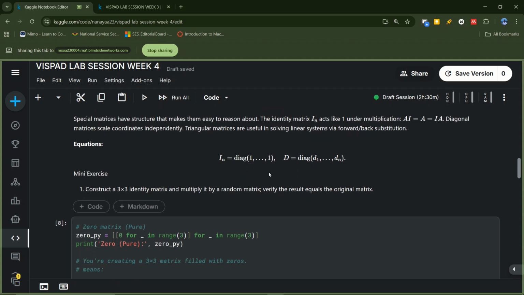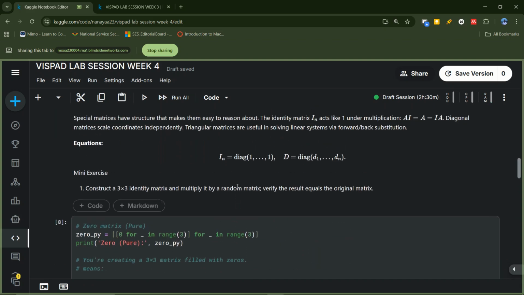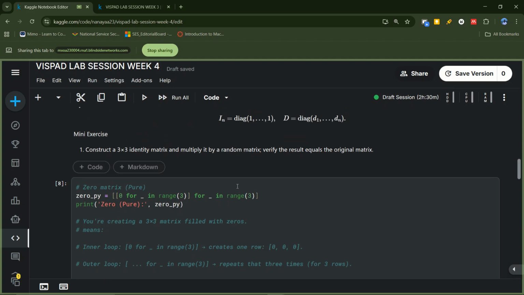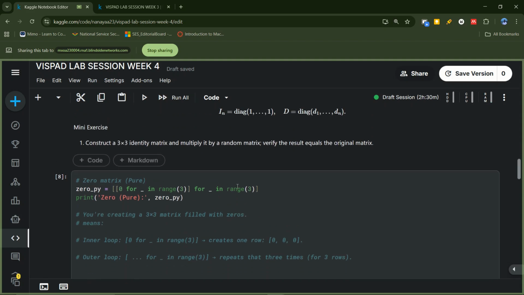So we have a mini exercise here. It says construct a 3 by 3 identity matrix and multiply it by a random matrix and verify the result equals the original matrix. I've gone through the codes, but I don't know if it did a specific task. But let's see. Okay, so this is a mini exercise.